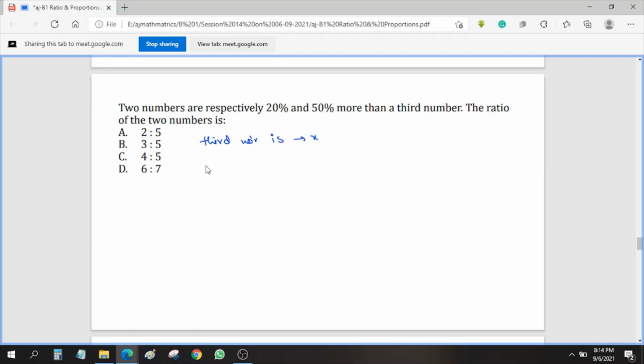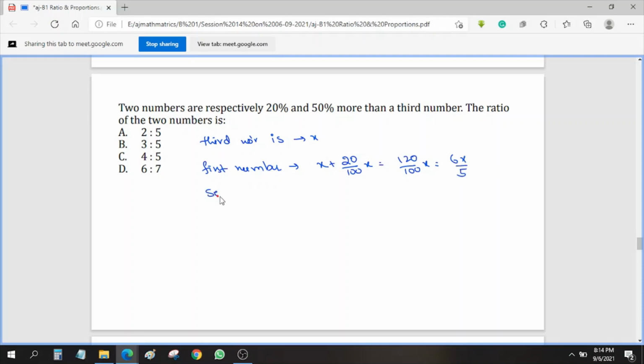So the first number is 20% more than the third number, which means x plus 20% of that number. So that equals 120 by 100 of x. We can write this as 6x by 5. So this is the first number.